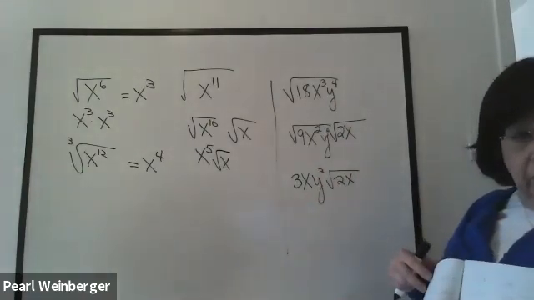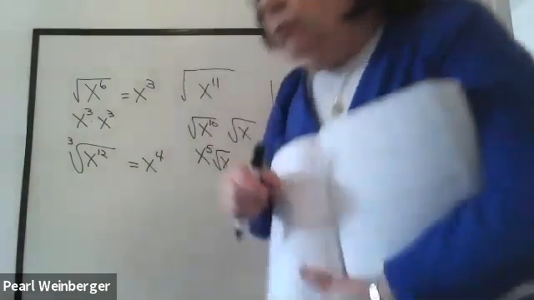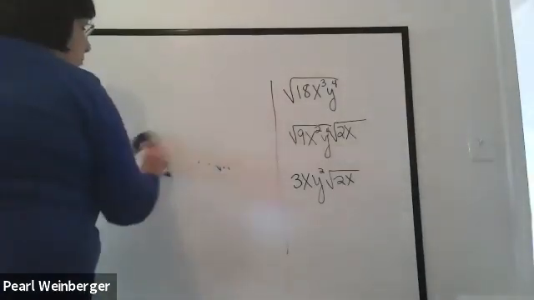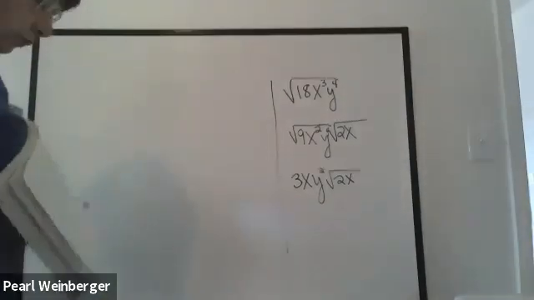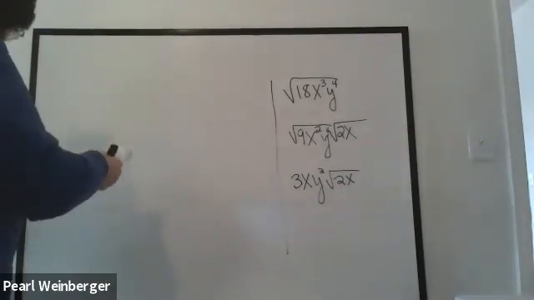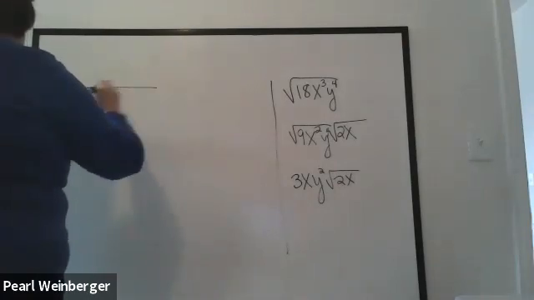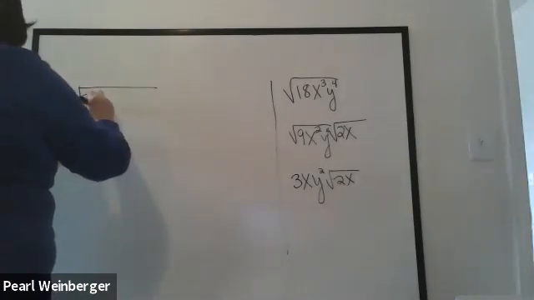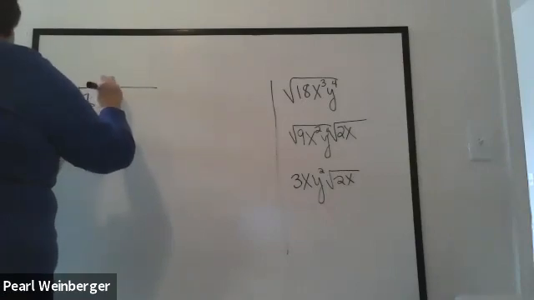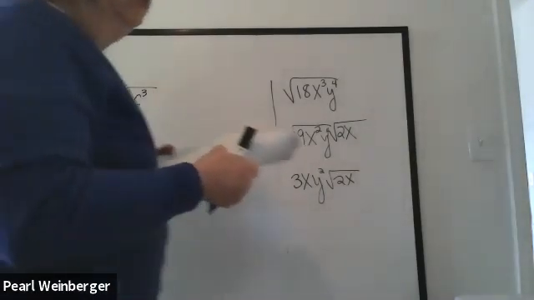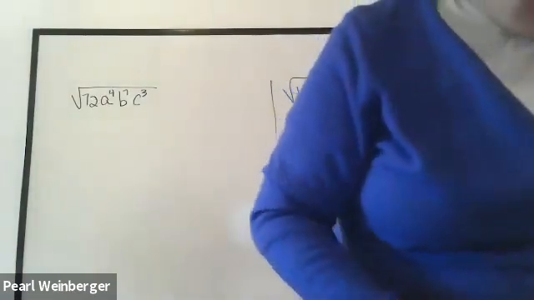Okay, I'm going to give you one to try on your own while I take attendance. Okay, so here, let me put one on the board. Simplify this: 72 a to the 4th, b to the 7th, c cubed. See how much you could simplify that while I take attendance.